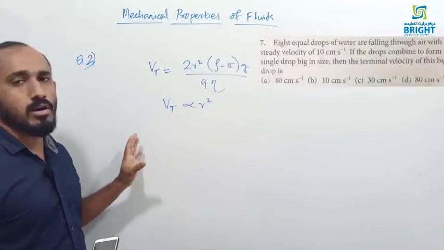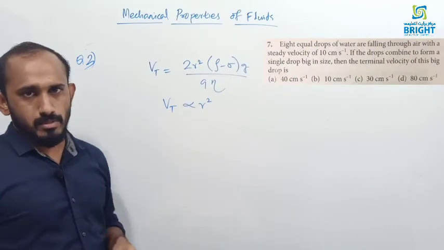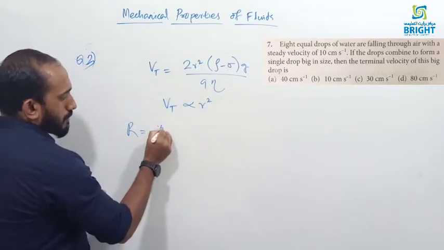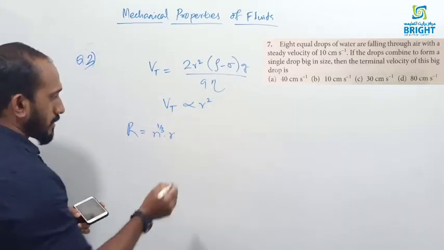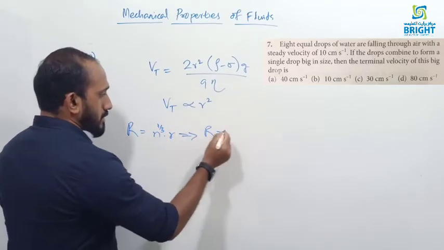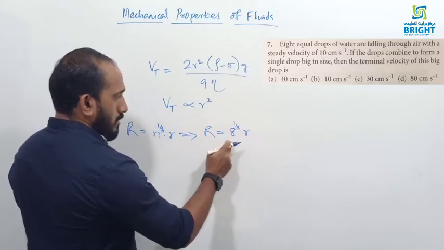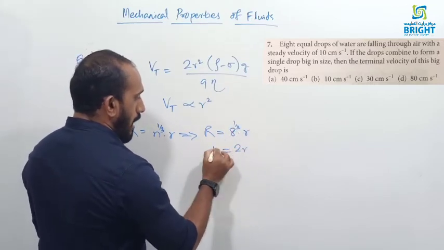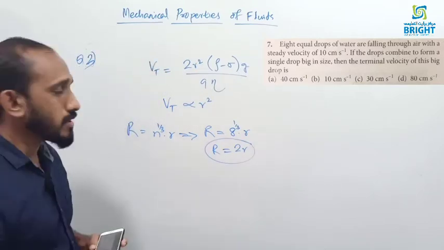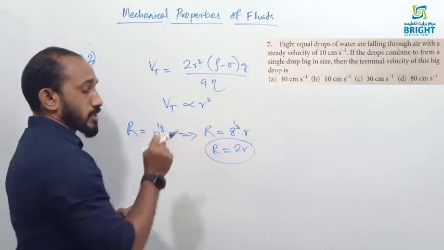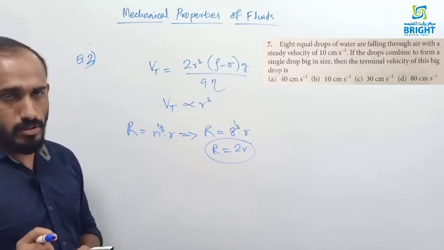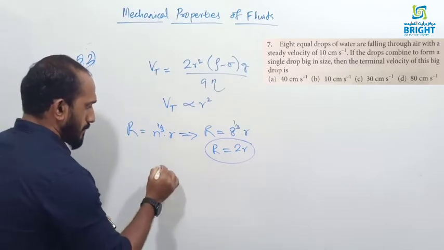Now here 8 small drops combine to form a bigger drop. Then we know that the radius of the bigger drop R is equal to n power 1 by 3 into r. That gives R is equal to 8 power 1 by 3 into r. Cube root of 8 is 2, so R is 2r. So you got the radius of the bigger one is 2r and terminal velocity is proportional to r square. Here you have to find the terminal velocity of the bigger drop, so this comparison method you can use.